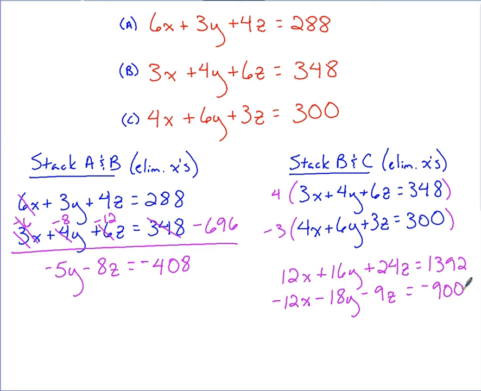All right, we've set this up to eliminate the x's. X's are gone. Mission accomplished. You got 16 minus 18, so -2y. You've got 24 minus 9, plus 15z equals, over here we've got 492, right? Okay.